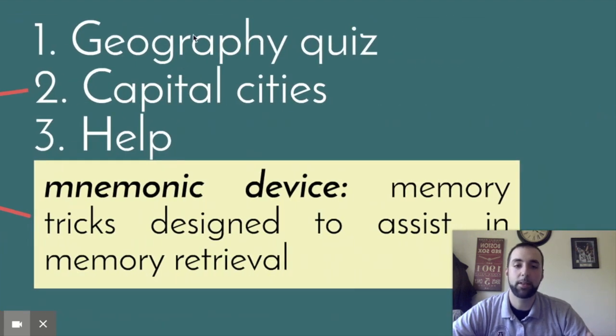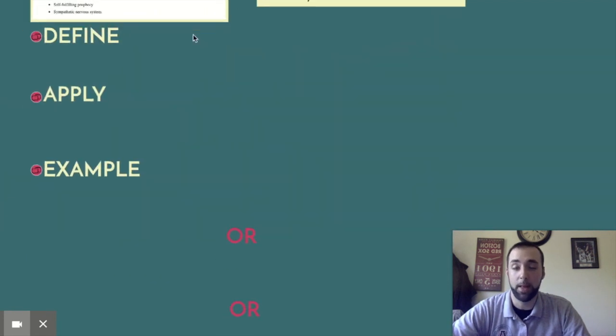Geography quiz, capital cities, and we're looking for help. The term mnemonic device, you've actually probably used them all the time without realizing that they're called mnemonic devices. But any type of memory trick, like an acronym or a saying or a song that you've used, something like PEMDAS, for example, in math, are all examples of mnemonic devices. They're designed to assist your ability to remember information by associating the information you're trying to memorize with whether it's a picture or a song, or whether it's just looking at the way a word is spelt.